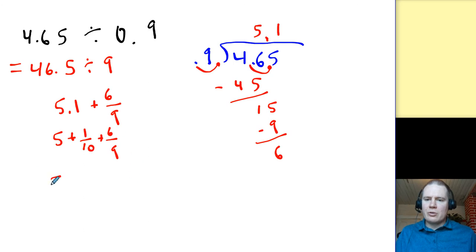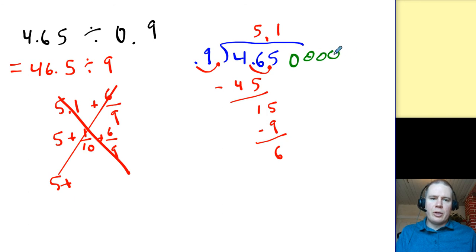Well, long story short, the whole number turned out to be 5, right? 46.5, 5, and then 5 tenths and 15 ninths. This is kind of a mess, right? We're not going to mess around with mixed numbers, with remainders and decimals. If we're doing decimals, we're locked in. We just put our zeros out here and keep going until we stop.